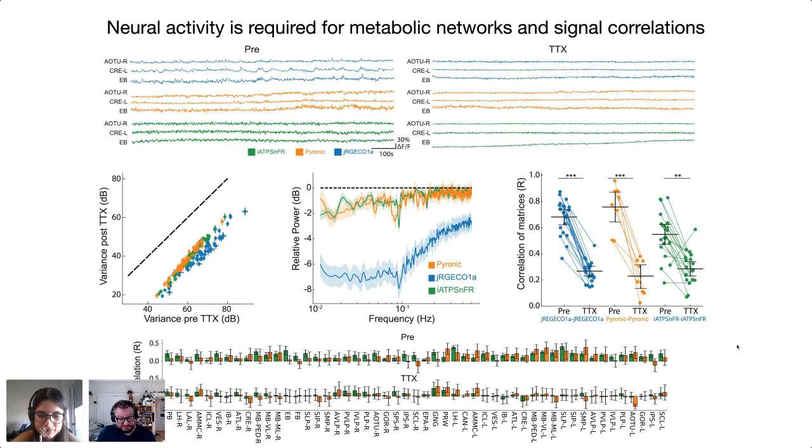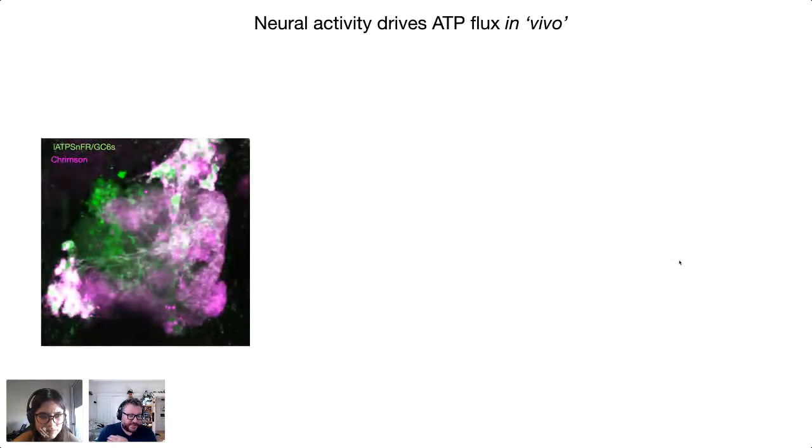So clearly neural activity is necessary for the correlation between the two, and also for the structure of the metabolic network itself. To test sufficiency, I expressed the light-activated channel Crimson in a discrete population of cells. So I've moved here now. This is the only part where I'm going to move away from the whole brain imaging method. In a discrete subset of neurons here, this is the antennal lobe, I'm going to simultaneously activate Crimson while I image in this area.